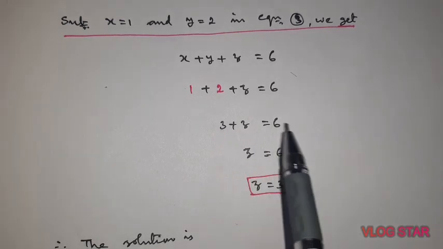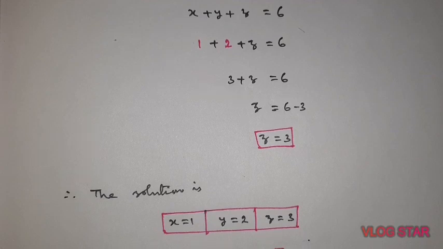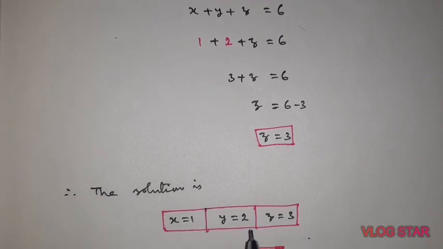If you transpose plus 3, it becomes minus 3. 6 minus 3, that is z is equal to 3. Therefore the solution is x is equal to 1, y is equal to 2, z is equal to 3.